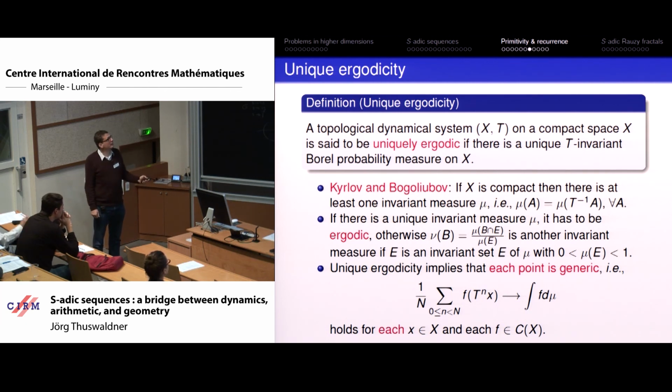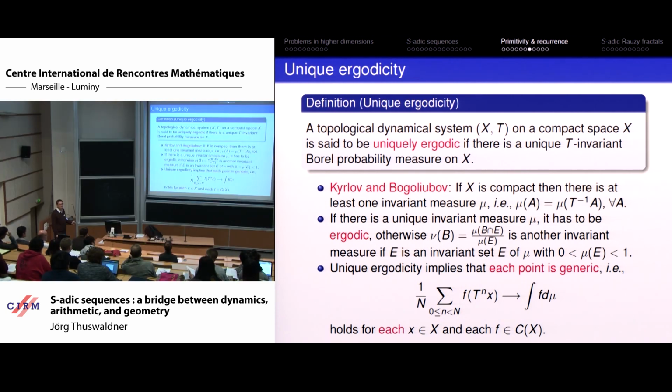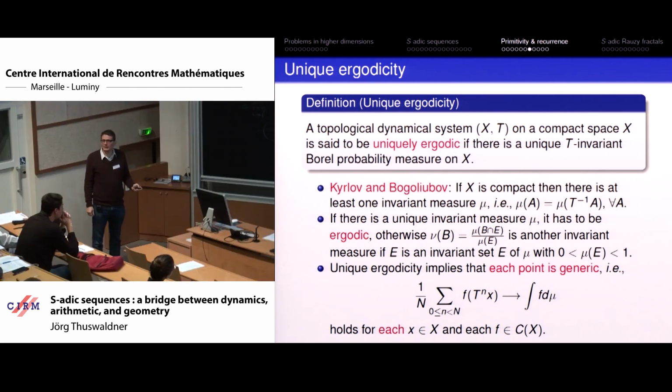The existence is guaranteed by these two guys. So if X is compact, then there exists at least one invariant measure. This is the invariant measure. There is one. And so we write here unique ergodicity without ergodicity coming up, but it's not hard to see that if there is a unique measure, it has to be ergodic, because if it was not ergodic, there is an invariant set of measure strictly between 0 and 1, which can be used to define another measure, which is done here. So a unique invariant measure has to be ergodic.